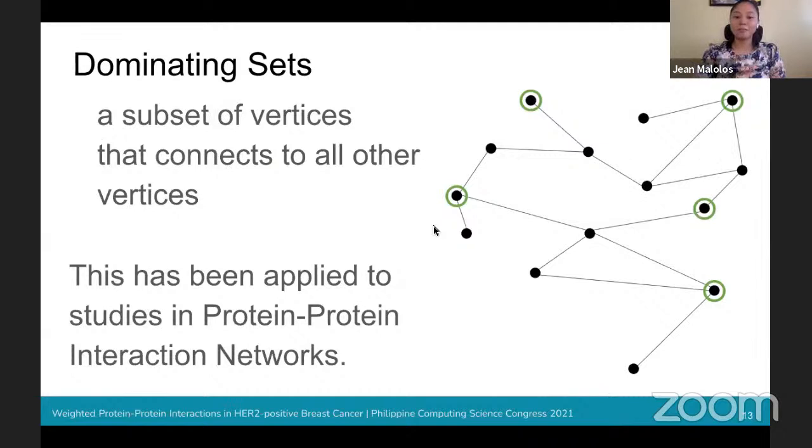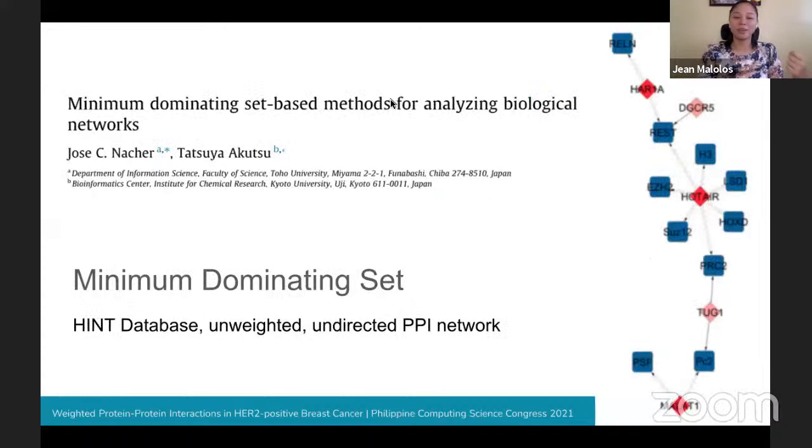In this context, we explored the concept of dominating sets in the network. A dominating set is a subset of vertices, which you may see here in the image as the highlighted ones. It is a subset of vertices that connects to all vertices. This has been applied to studies in protein-protein interaction networks. Some of these are minimum dominating set-based methods for analyzing biological networks. They used minimum dominating sets with the HINT database. Their network is an unweighted and undirected protein-protein interaction network.